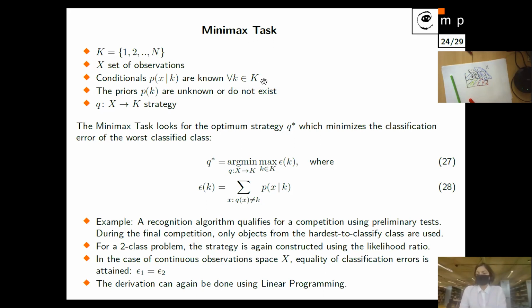Please, who understands Formula 28, the error on class K? You can say something here and type a message in the chat.